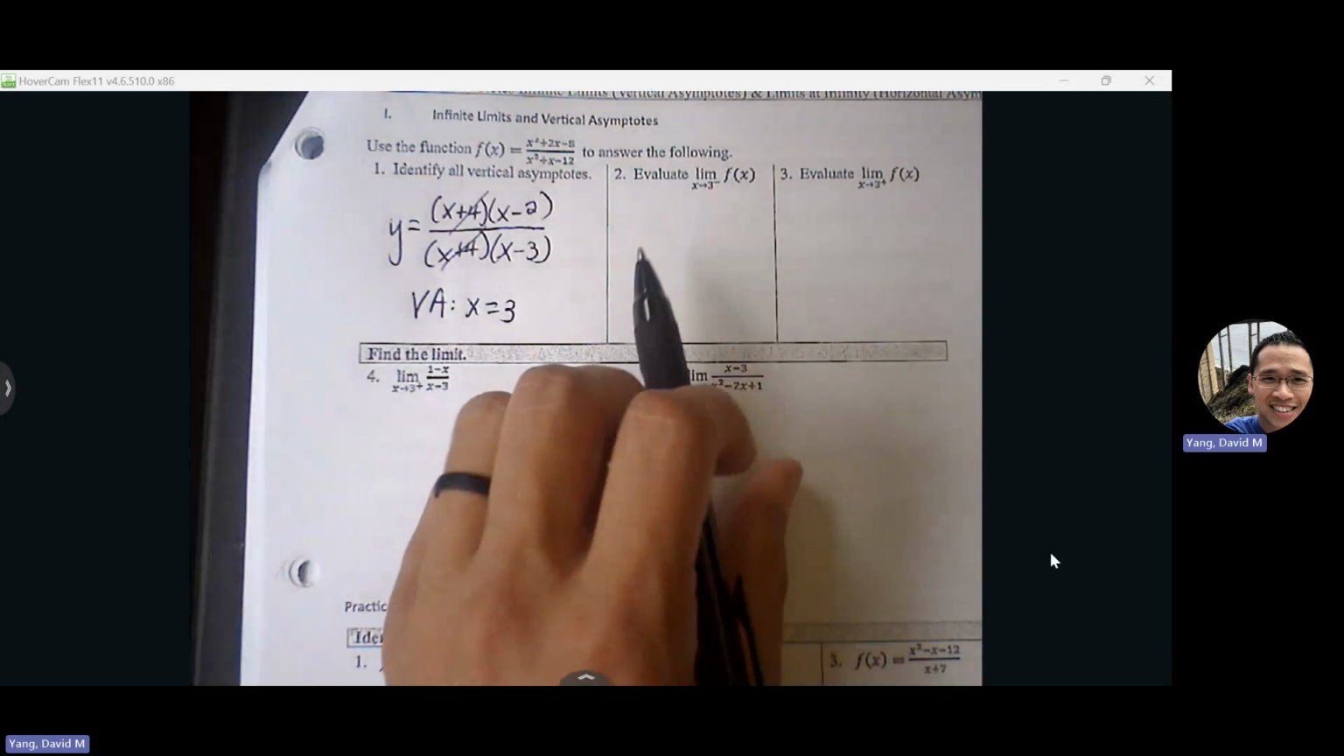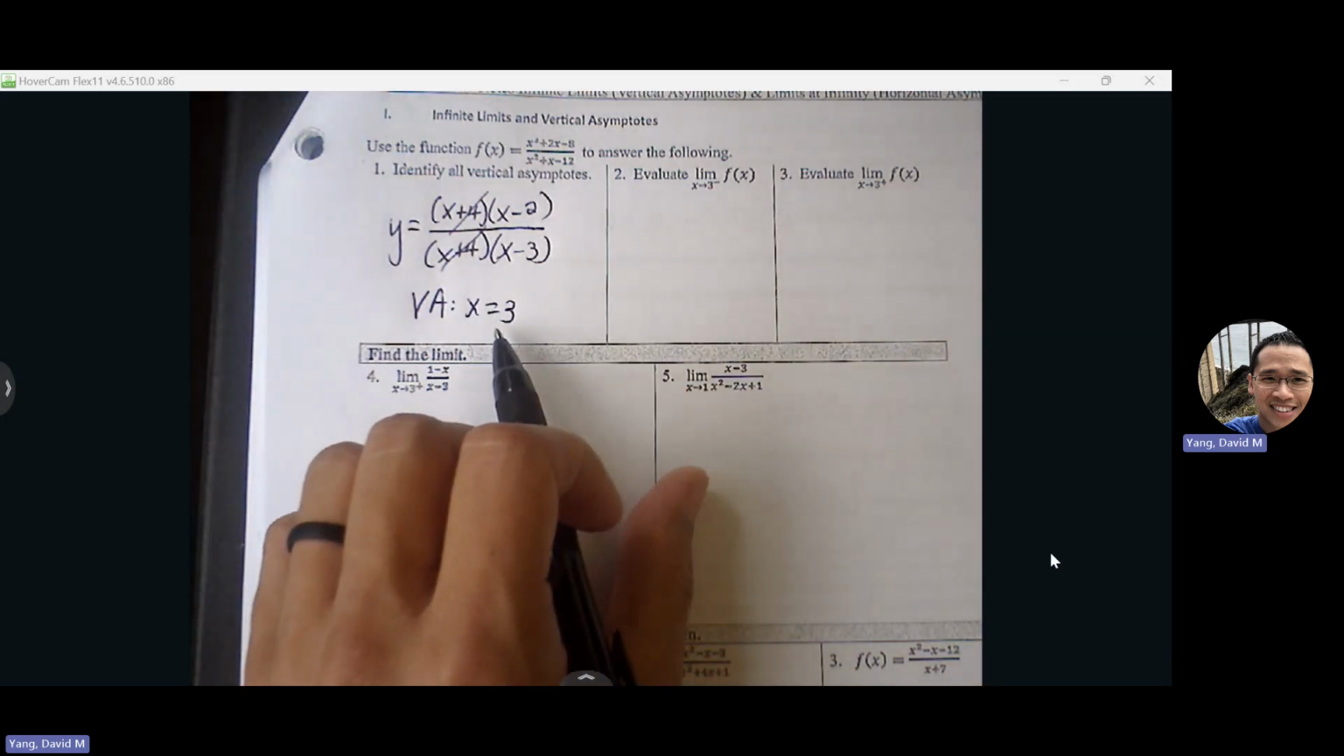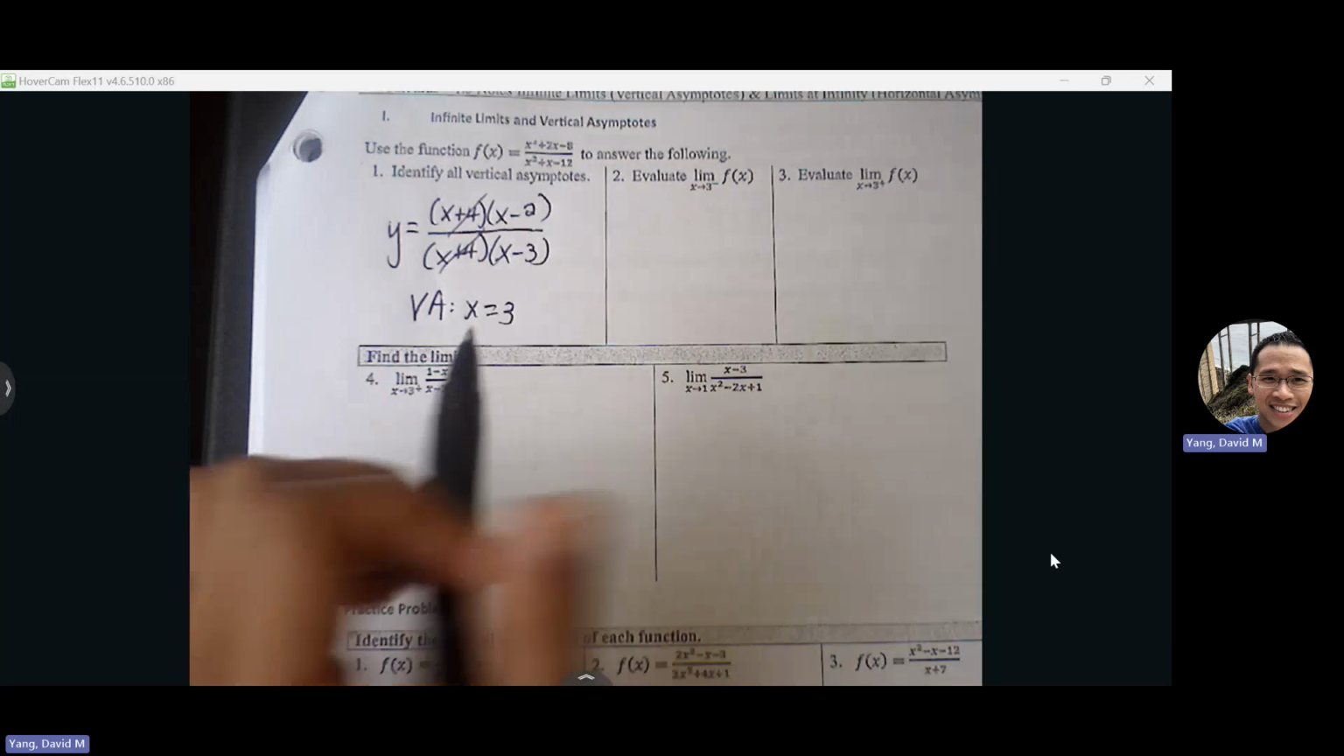X squared, yeah. Sorry. Yeah, sorry, x squared. So we know the limit doesn't exist at x equals 3, right? So we know that is true. So we can say that the limit as x approaches 3 of f of x does not exist.